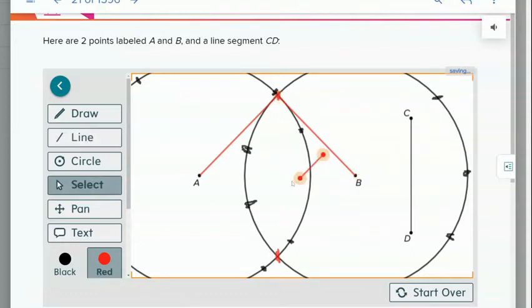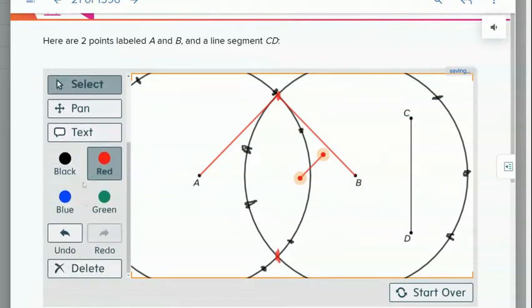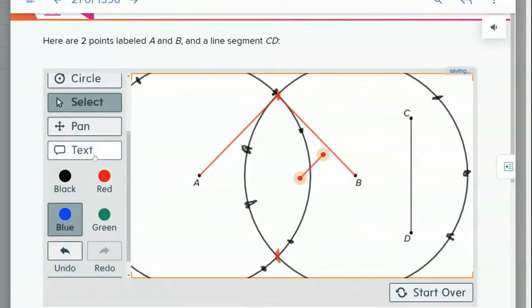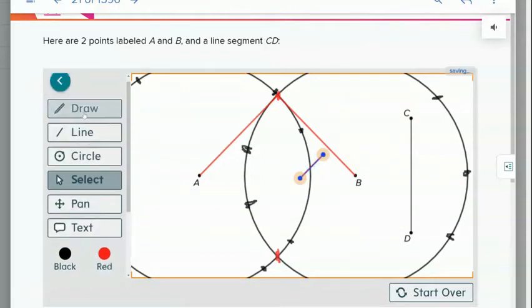And you can see the same thing here with, let's use a different color. Let's use blue. I don't want to click start over because I'm afraid it'll get rid of everything.